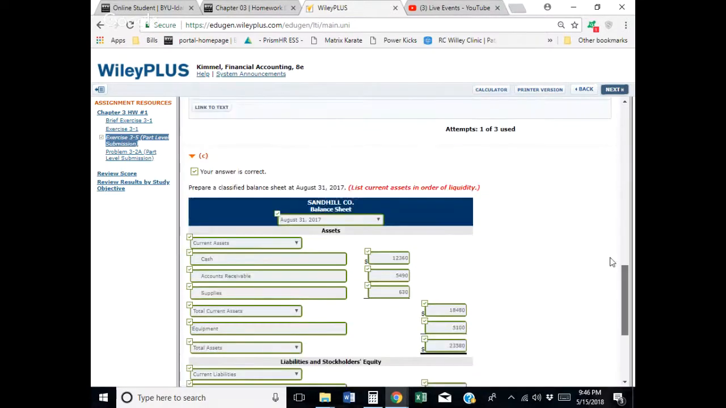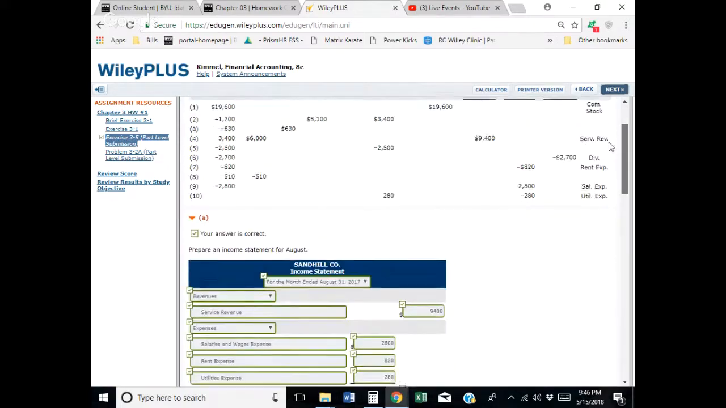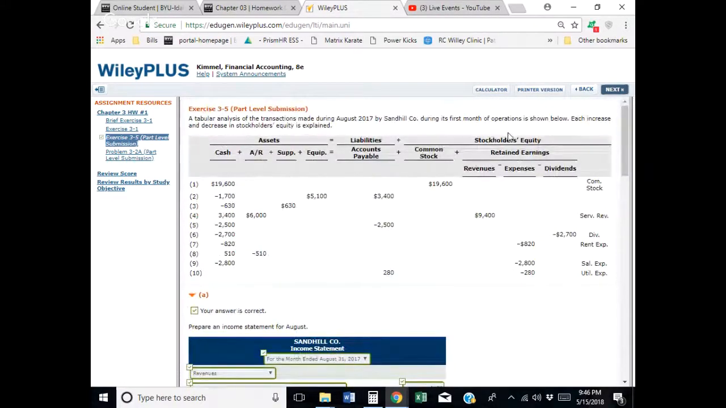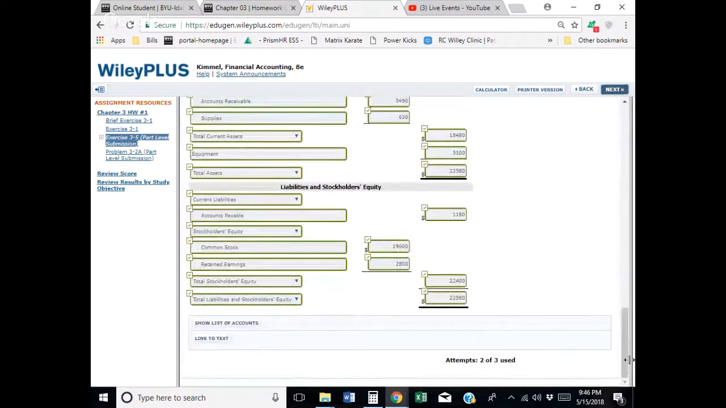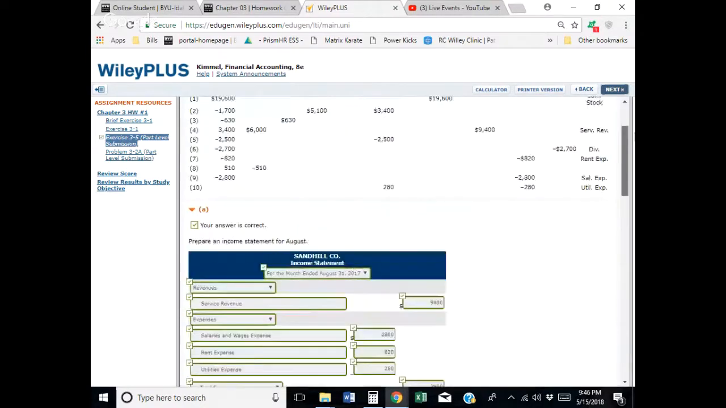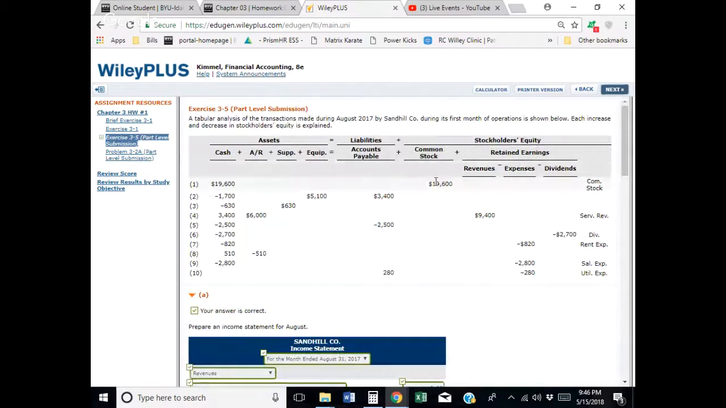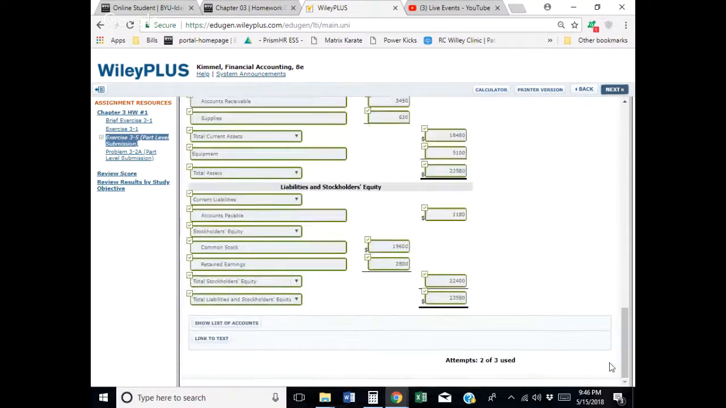Over here, stockholders' equity is common stock and retained earnings. Common stock first. And for common stock, we have one entry of $19,600. So just enter 19,600 here. And below that, you have retained earnings.